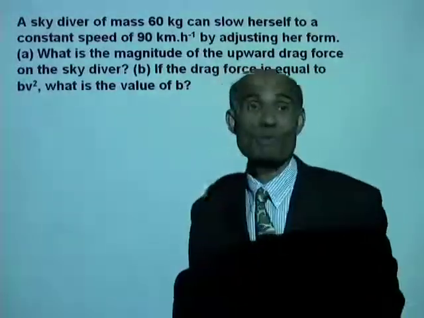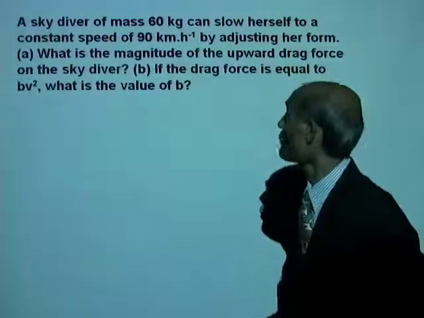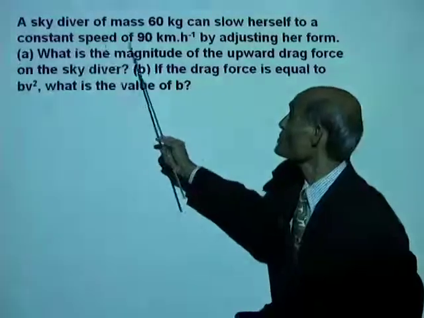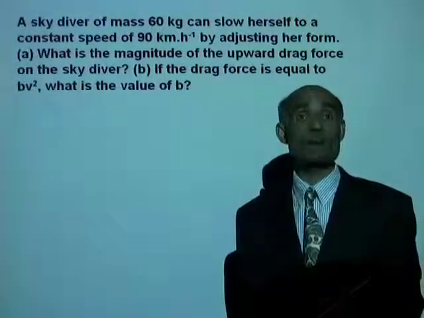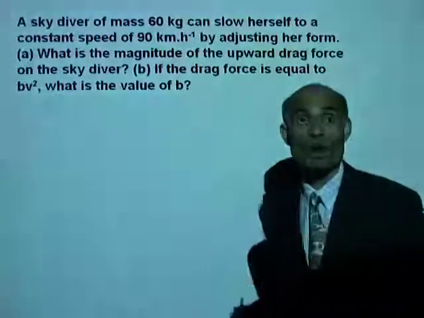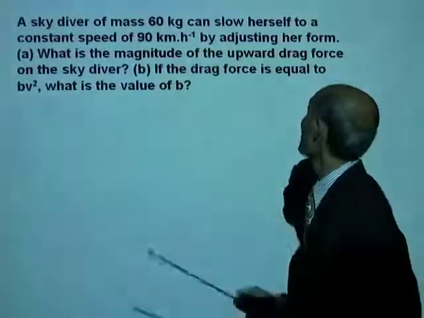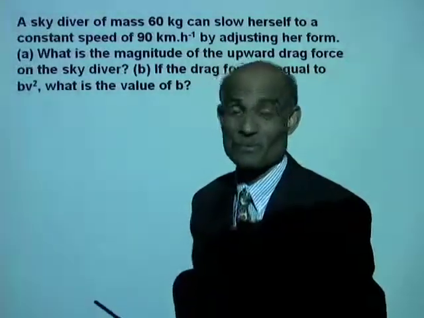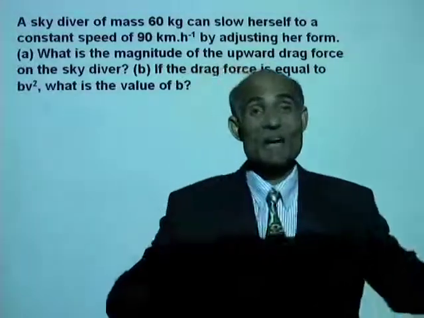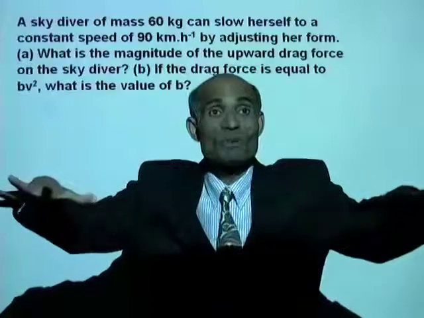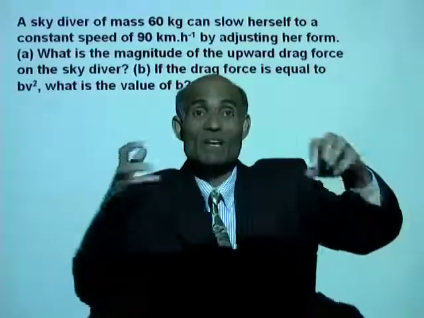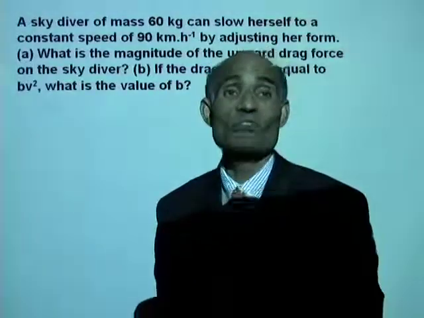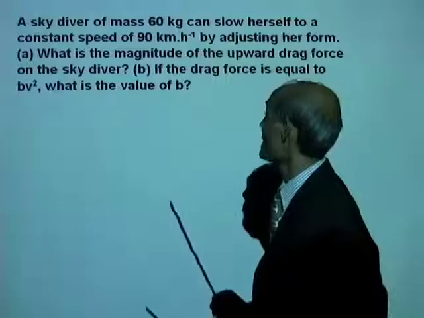Let's do a small problem. A skydiver of mass 60 kilogram can slow herself to a constant speed of 90 km per hour by adjusting her form. What is the magnitude of the upward drag force on the skydiver? Well, at the time the skydiver achieves that uniform constant speed, her weight is balanced by the upward drag force. That is the one we use to do that problem.